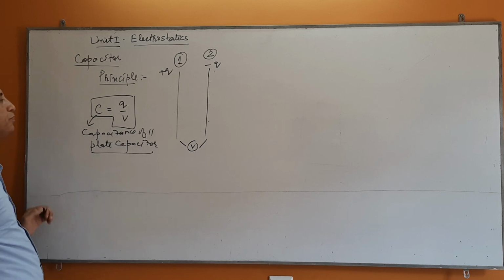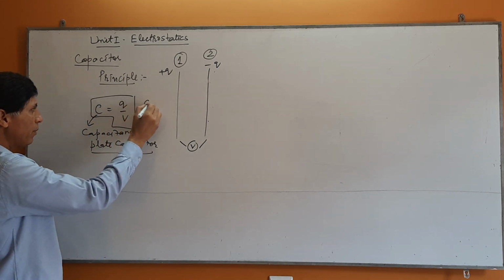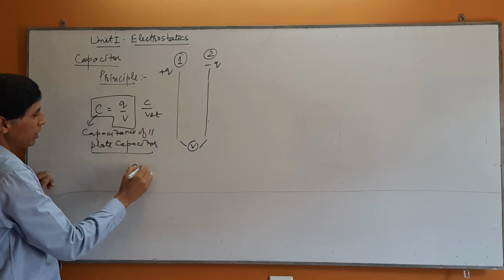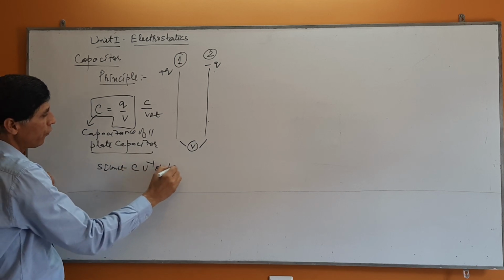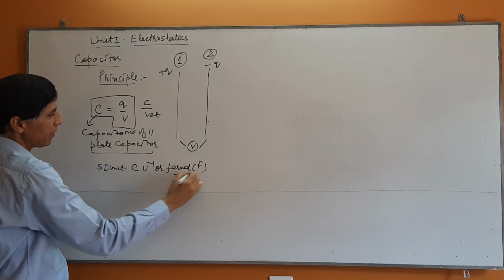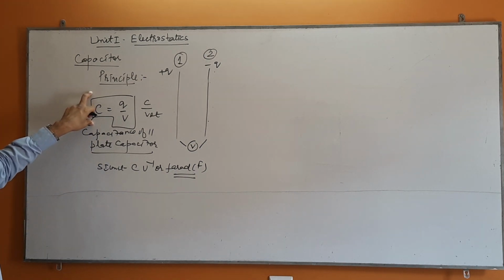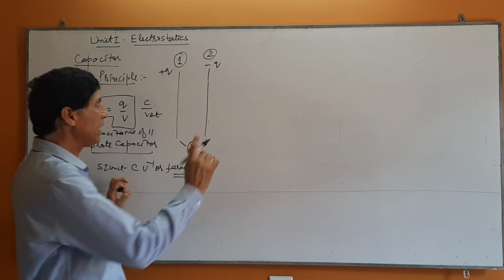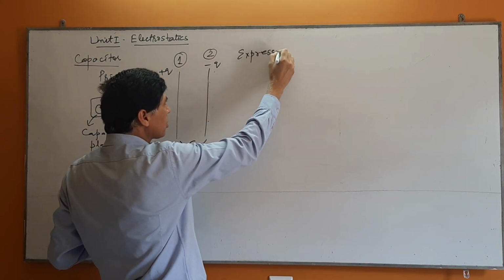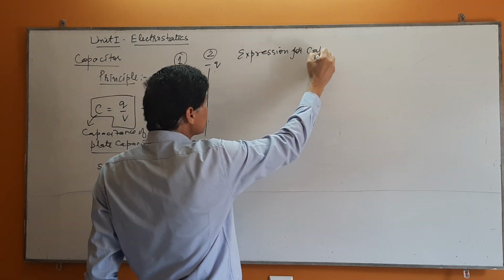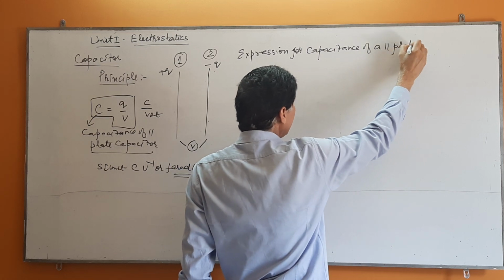Okay. Now, its unit is farad. In case of a single conductor, if it is coulomb and it is volt, then it may be written as coulomb per volt, the SI unit, and as we already know it is called farad, and the symbol of the farad is capital F. So this is the formula of the capacitance of the parallel plate capacitor. Okay, let's derive an expression for the capacitance of a parallel plate capacitor.